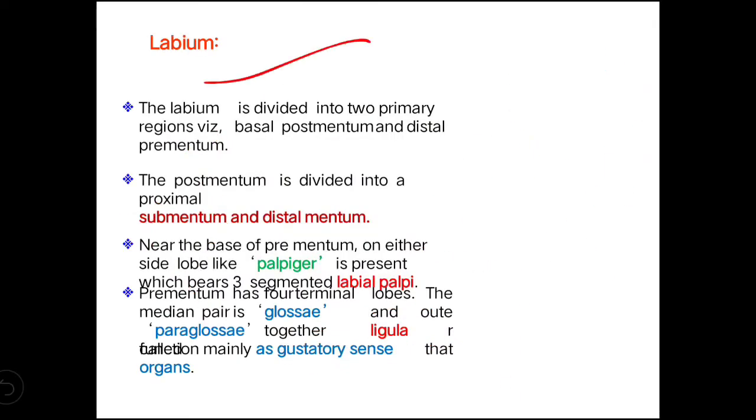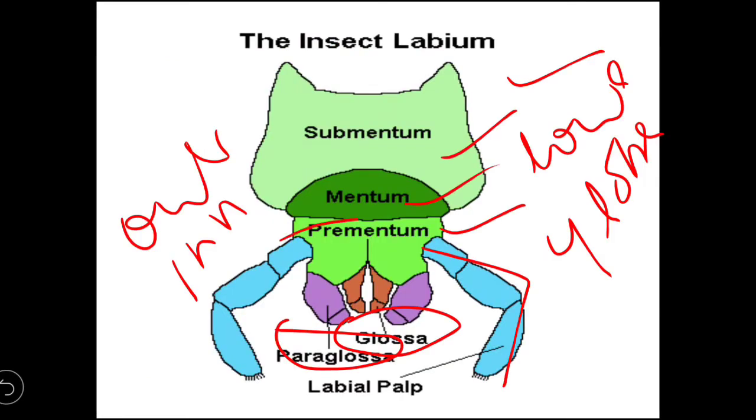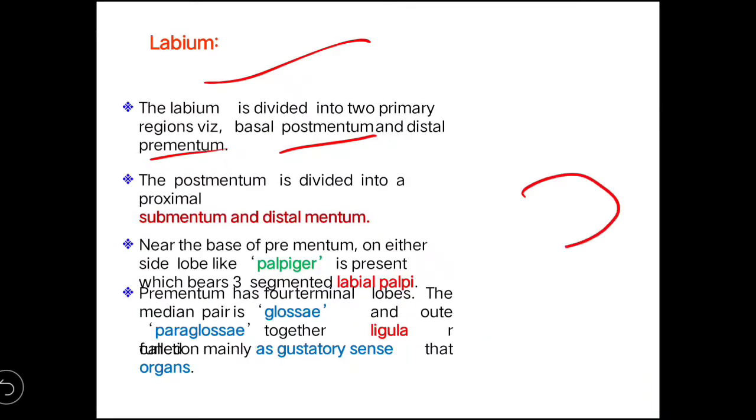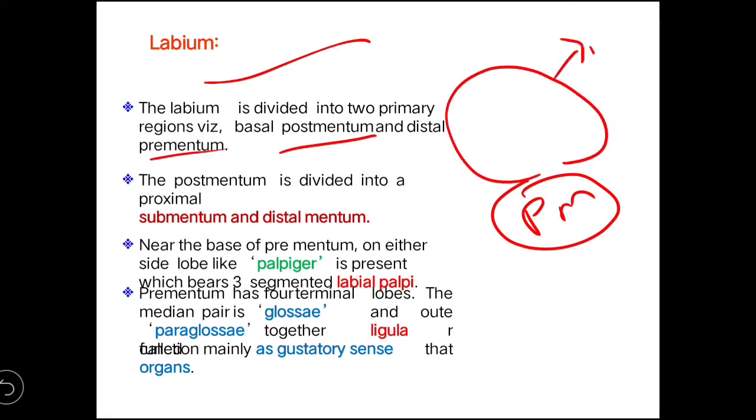So here it has been discussed that the labium is divided into two primary regions. One is postmentum, another is prementum. So the prementum and mentum and submentum together are known as postmentum. See, suppose this is the prementum, this is the postmentum. This postmentum again is divided into submentum and mentum.